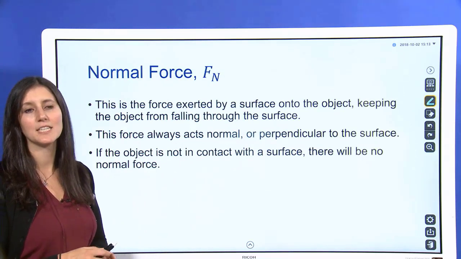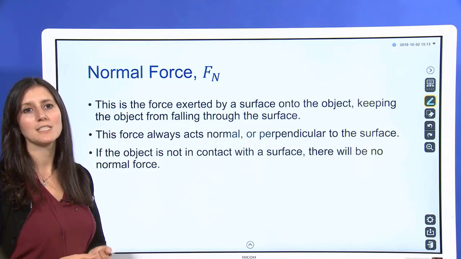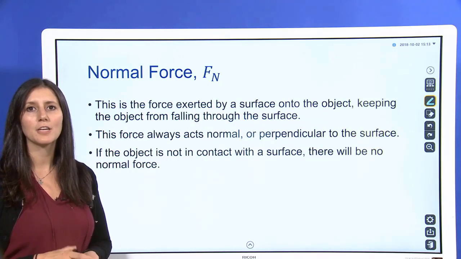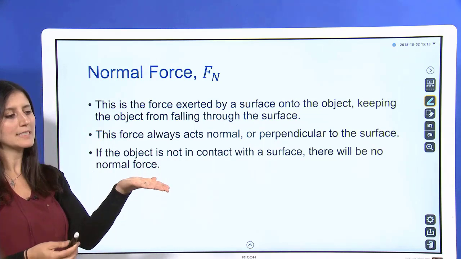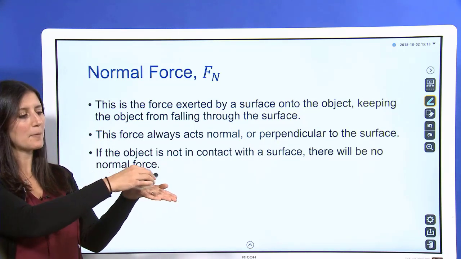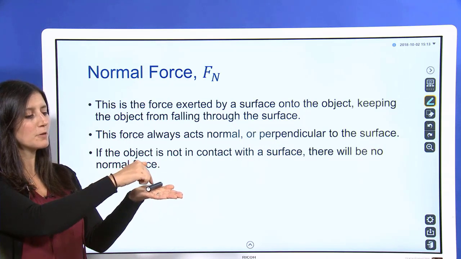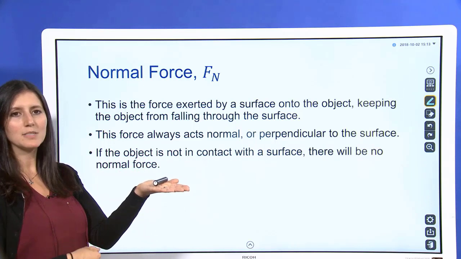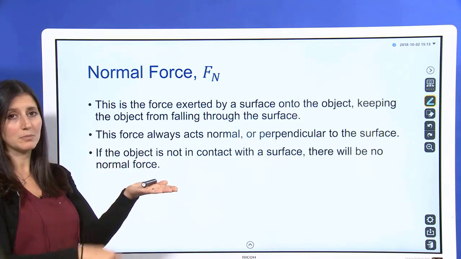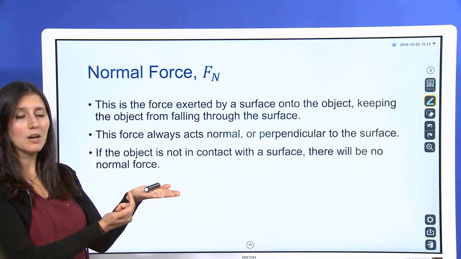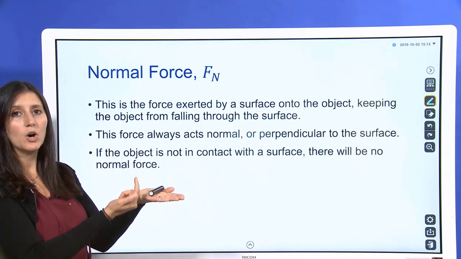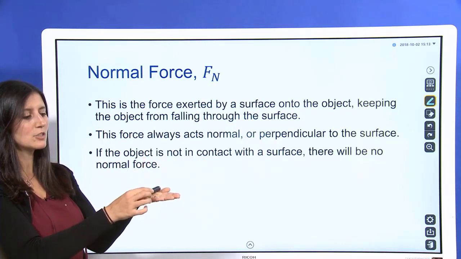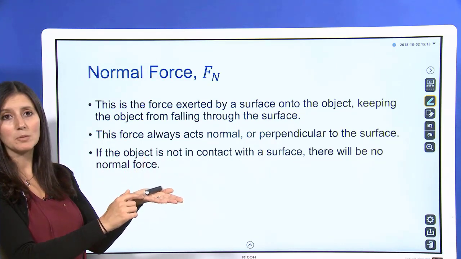The next force is the normal force. This is the force that's exerted by a surface onto the object, keeping the object from falling through the surface. So for example, let's say my hand here is a table and I put a pen on the table. There is a force of gravity acting on this pen. It always points straight down. If that was the only force acting on it, the pen would be falling. So there must be an equal and opposite force acting on the pen, holding it up. That force is the normal force. It's the force exerted on the pen by the table below it.